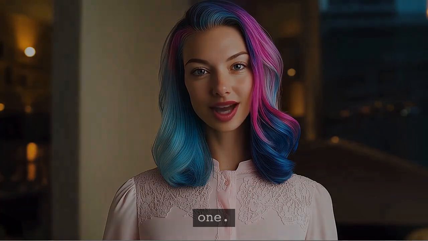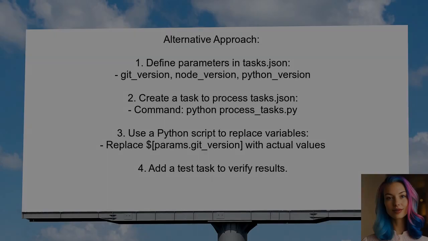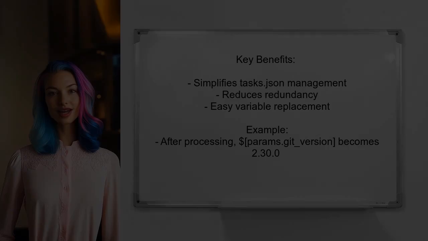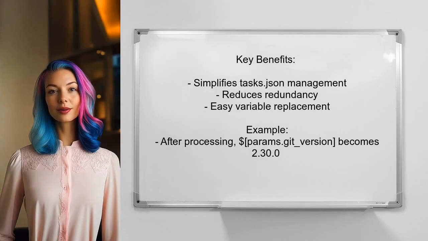Let's explore another one. This user offers an alternative approach by defining parameters in tasks.json. They suggest creating a task that processes the tasks.json file using a Python script. This script replaces variables with their actual values, allowing for cleaner and more manageable code. After executing the processing task, all variables in the format $, will be replaced with their corresponding values, simplifying the management of tasks across different platforms.